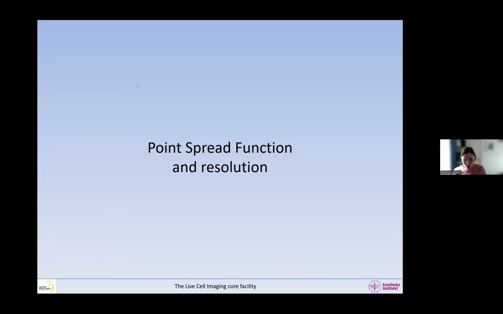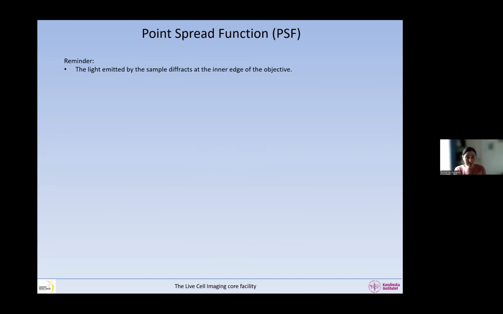Right. So this is a short lecture about point spread function and resolution. We have already spoken a little bit about that before, at least how the point spread function forms. So I remind you that the light that is emitted by the sample, some of it makes its way into the objective, and at the edge of the objective, there is diffraction that happens. Because of that, the objective edge acts like an aperture. So it's an iris outside of the image plane, and that means it affects the whole image. It doesn't work like a curtain, it affects the whole image. So this is what I've shown you before.